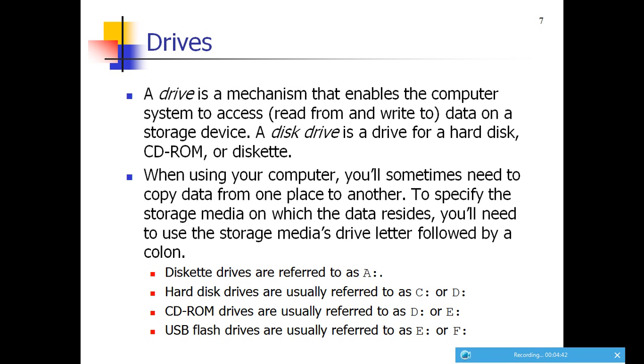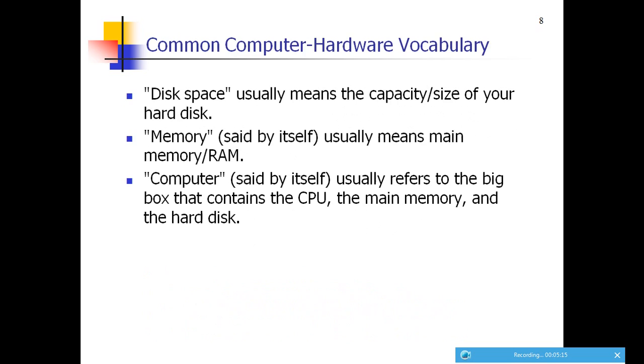When using your computer, you will sometimes need to copy data from one place to another. To specify the storage media on which the data resides, you need to use the storage media drive letter followed by a colon. Diskette drives are referred to as A colon. Hard disk drives are usually referred to as C and D. CD-ROM drives are usually D and E. USB flash drives are usually E and F.